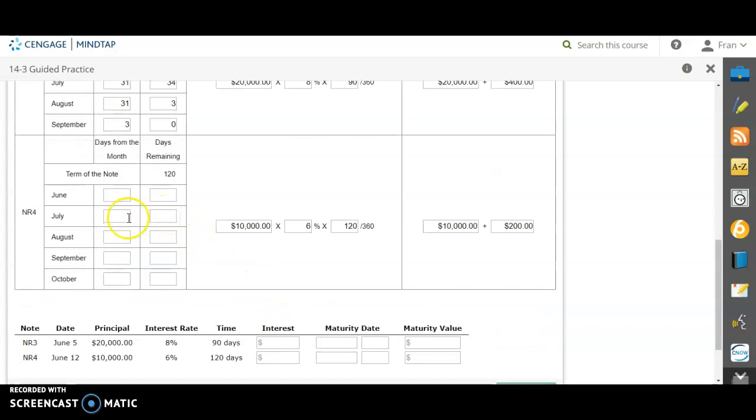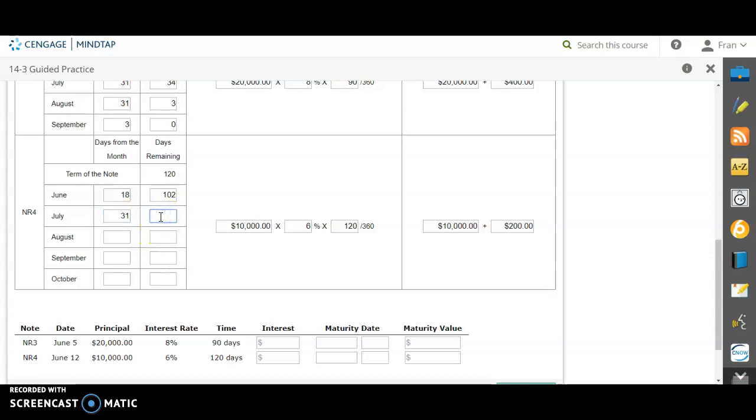All right, so let's go through. We got this on June the 12th. June has 30 days. 30 minus 12 equals 18. So at the end of June, 120 minus 18, we still have 102 days remaining. July has 31 days.